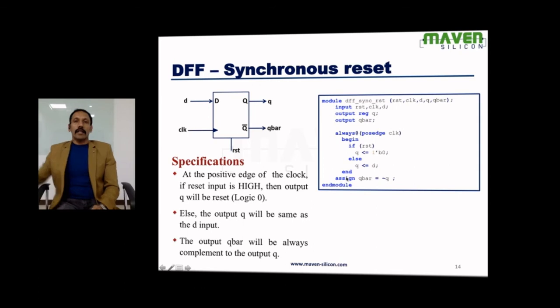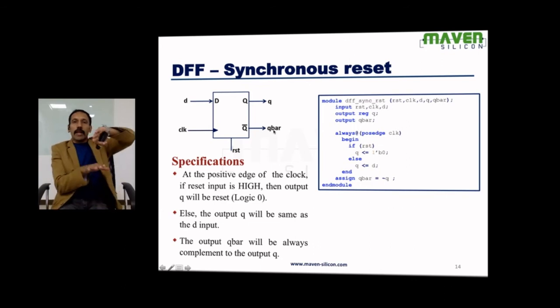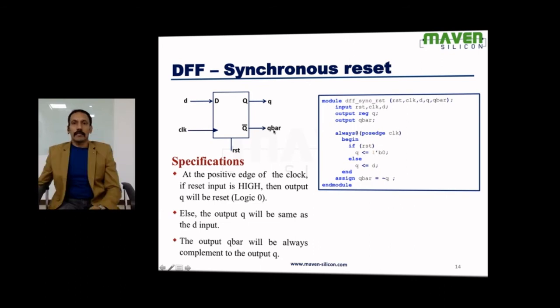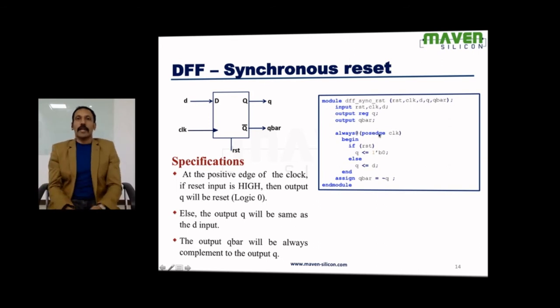And always and assign, these two are concurrent blocks. You can visualize like this. So these two blocks will happen at the same time. Whenever Q changes, at the same time Q bar also changes. Both the blocks will happen at the same time. Here, we are using clock in the sensitivity list, so obviously we are going to get flip-flop.